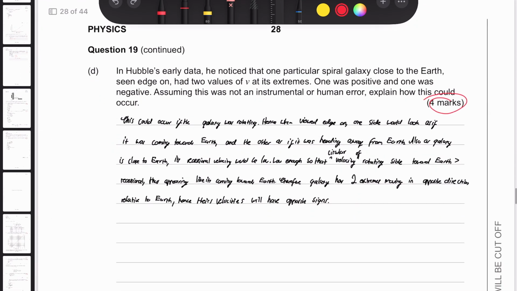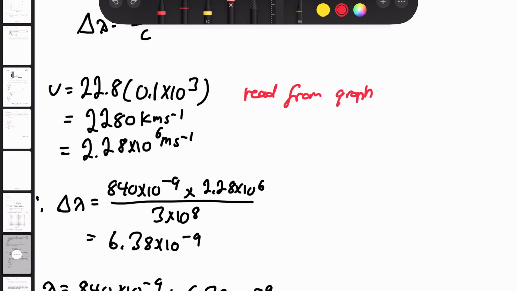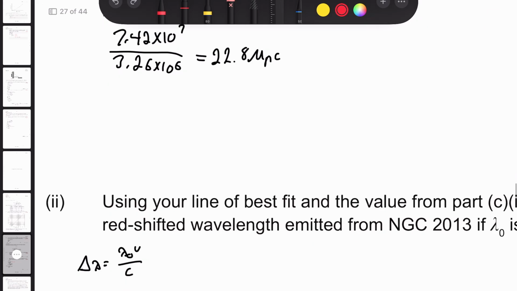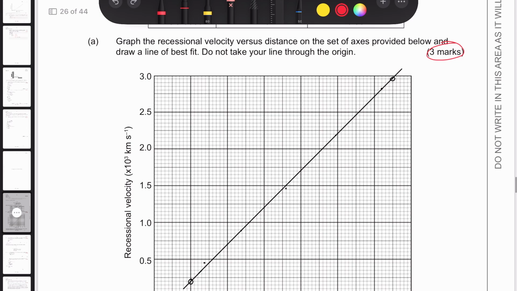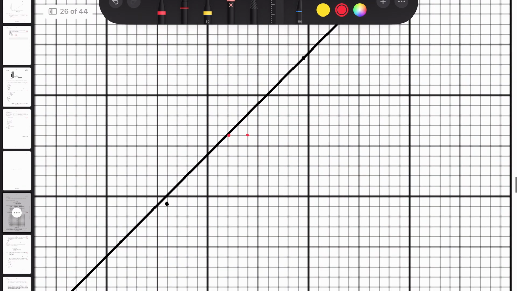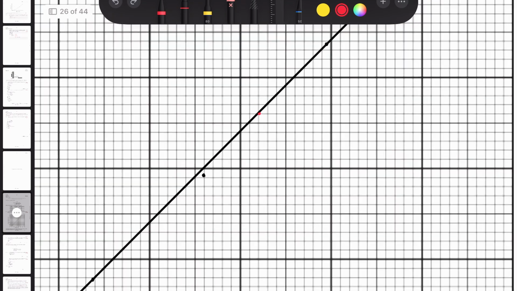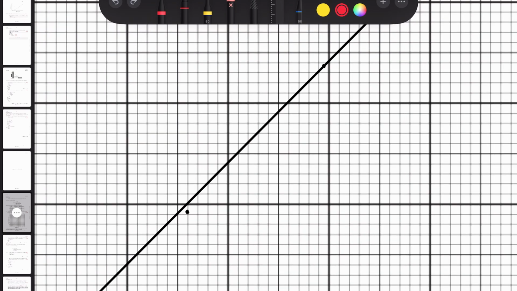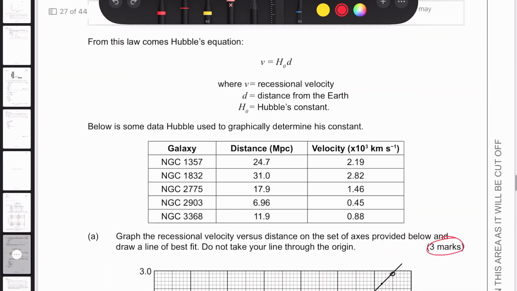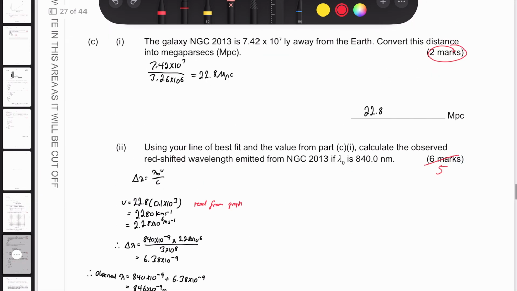I lost 1 mark here because I didn't read from the graph. I decided to not give myself the mark because it does clearly say use your line of best fit, which I didn't do. I just used the equation. But what they wanted you to do was, since your distance is 22.8 megaparsecs, that's 21, that's 22, so 22.8 is probably about here, then you would come here and you would use this value as your velocity rather than the velocity through the equation, which is what I used. So yeah, I lost 1 mark there.